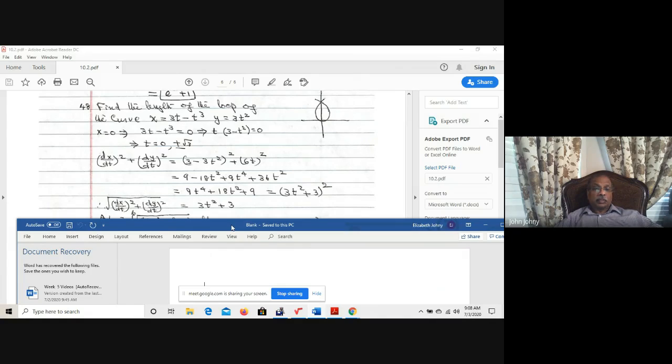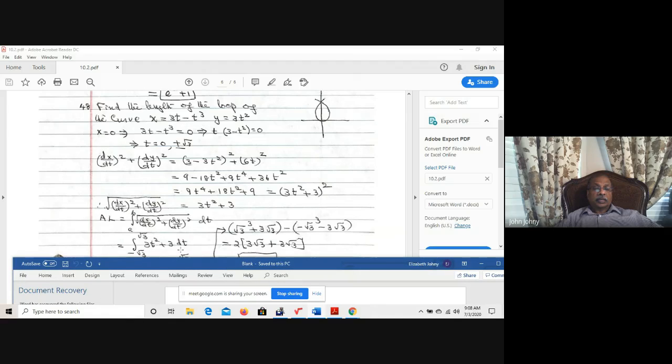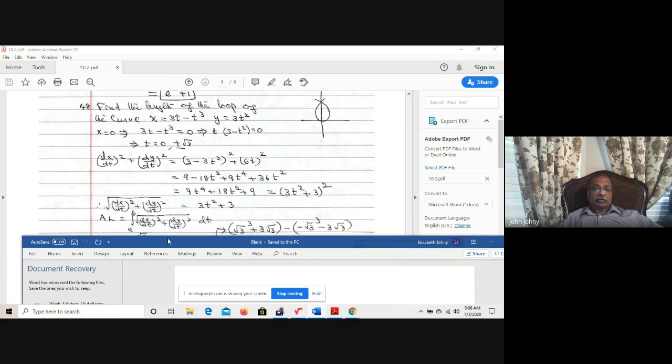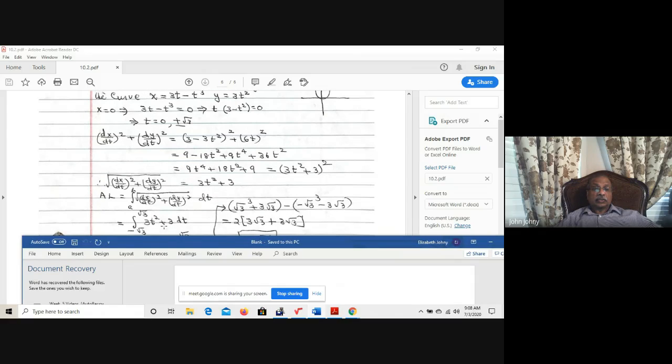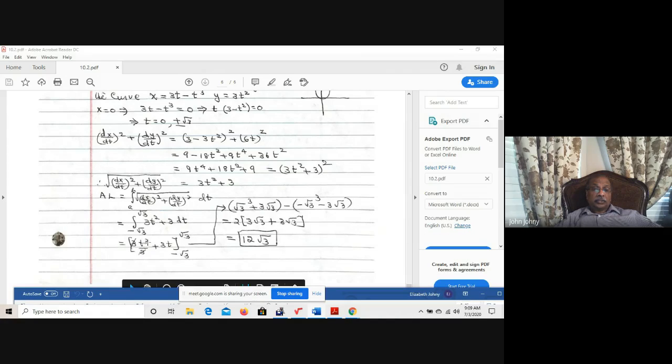Now you integrate this. The arc length is the integral from a to b of the square root of dx over dt the whole square plus dy over dt the whole square dt. That is the integral of 3t square plus 3 dt from negative square root of 3 to square root of 3. If you take 0 to square root of 3, you get only half. You are asked to find the complete loop, so it is from negative square root of 3 to positive square root of 3. Integrate 3t square over 3 plus 3, because it is just a 3. The 3 cancels, so that is t cubed plus 3t.